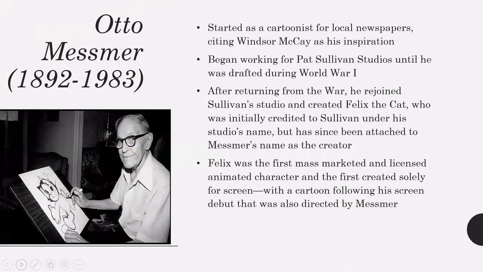Now I want to talk a little bit about each of the men whose cartoons you watched, because these are going to be Walt's main competitors through the early 1920s. The first is Otto Mesmer, who starts as a cartoonist for local newspapers. He is inspired by Winsor McCay, and he begins working for a company called Pat Sullivan Studios until he's drafted to the war. When he returns from the war, he goes back to Pat Sullivan Studios and he creates Felix the Cat.